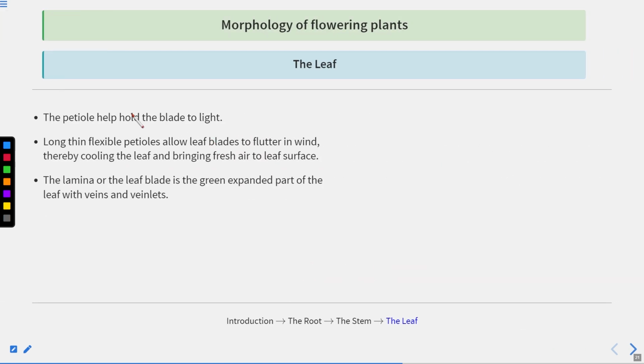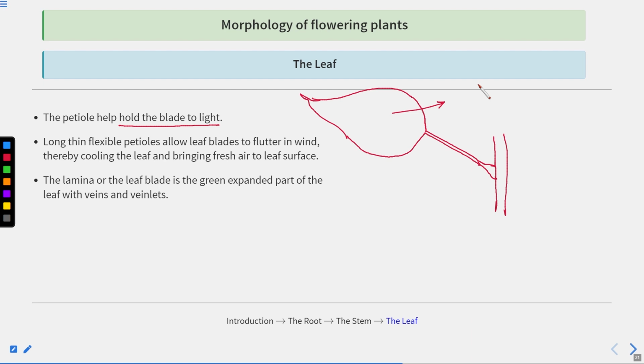The petiole helps hold the blade to the light. So the petiolar region is very, very important. You see the petiolar region like this. This is the leaf base. Now the petiole region holds a blade. What is this blade called? The leaf-like structure, this lamina part. This is called the lamina, and it is also called the blade of the leaf.